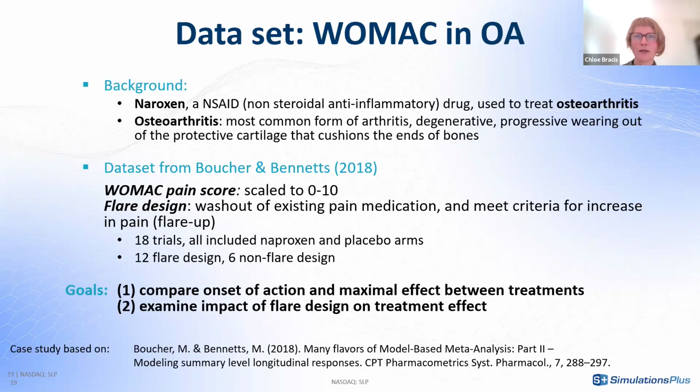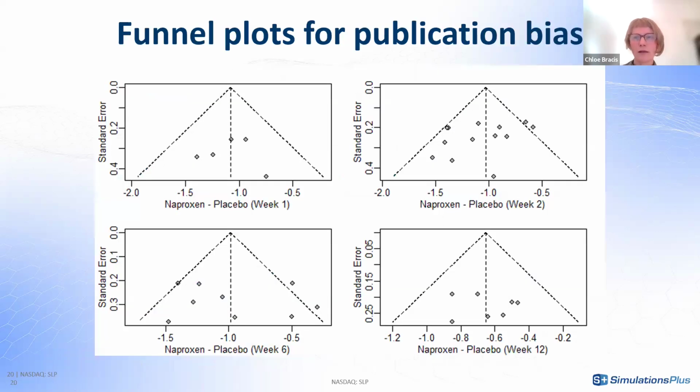And the questions that we're interested in answering are two. First of all, we want to compare the onset of action and maximal effect between treatments, so between naproxen and placebo. And then secondly, we want to examine the impact of the flare design on the treatment effect. So before we get right into the modeling, I'll just do a quick look at the funnel plot for publication bias.